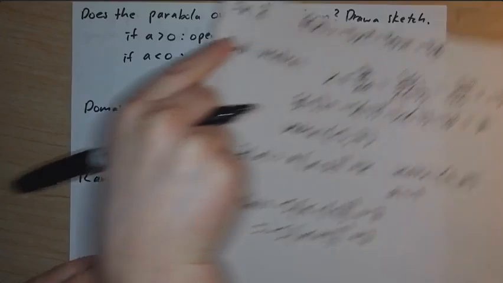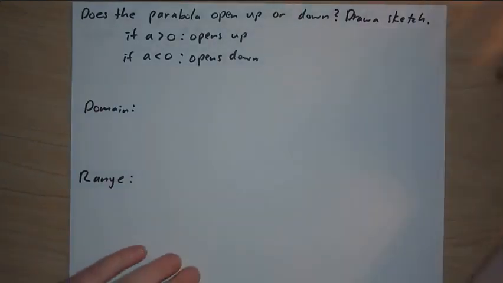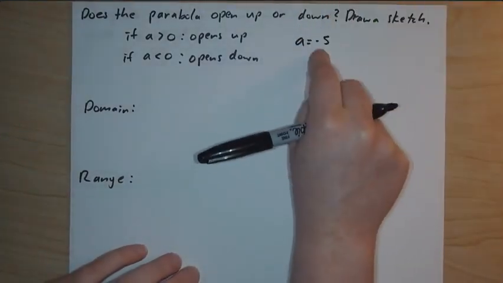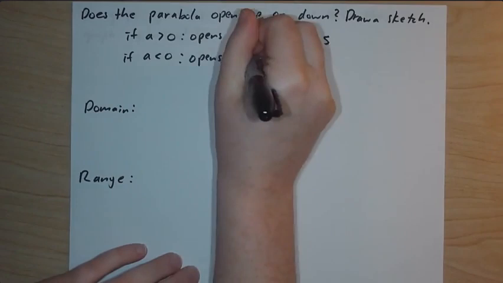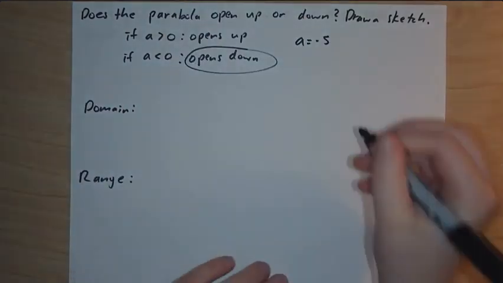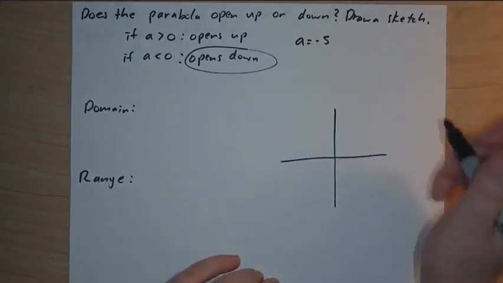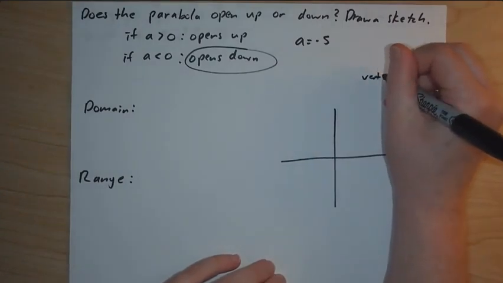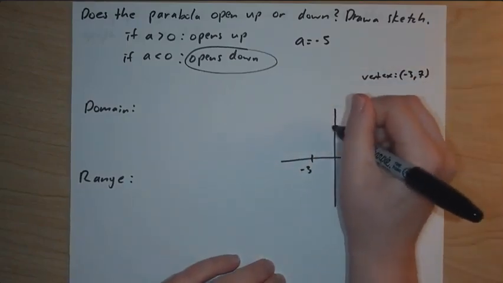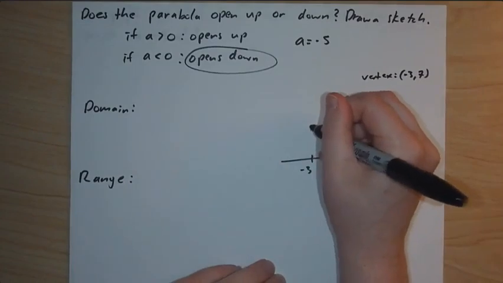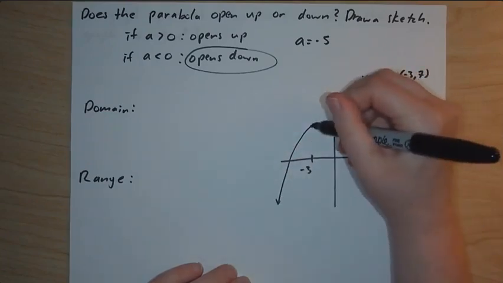So we know that our a is negative 5. Negative 5 is a negative number, and if a is less than 0, then it opens down, so we know that our parabola opens down. So we're going to draw a little sketch of our parabola. We know the vertex. Our vertex was the point negative 3, positive 7. So we have negative 3 over here, we have positive 7 over here somewhere. Here's our vertex. We know that it opens downwards, so it's going to go down like this somehow.